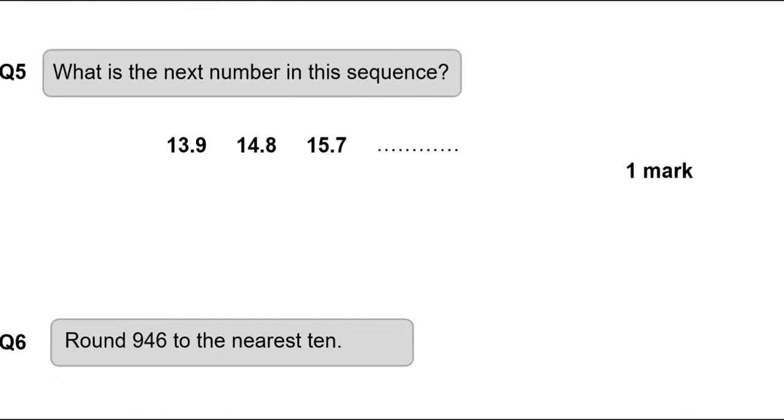What is the next number in this sequence? 13.9, 14.8, 15.7. As you can see, the whole numbers, the digits in front of the decimal point, they are going up. So 13, 14, 15. So we're going to go to 16. And the digits after the decimal point are going down. So 9, 8, 7, 6. So 16.6 is the answer.